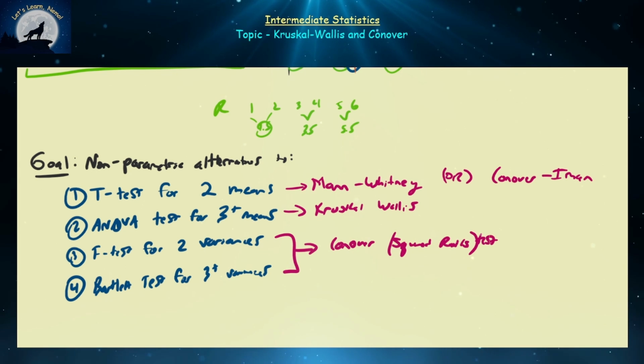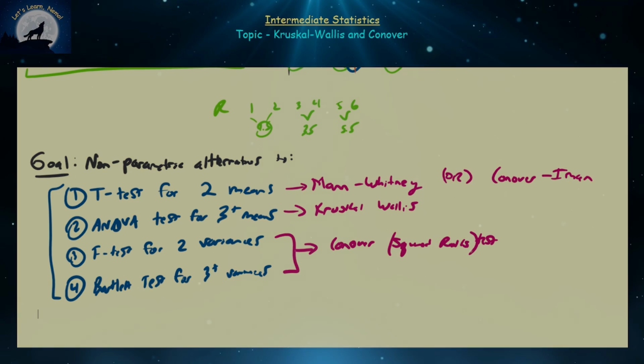Right? So we have 4 different tests that we plan to cover today. The Mann-Whitney, the Conover Iman, Kruskal-Wallis, and Conover test, right? So let us just jump right into a numerical computational example and see how we're going to work out these calculations and interpret them.